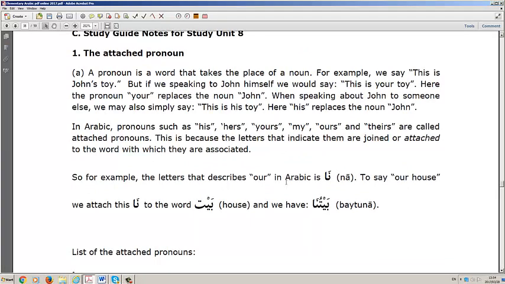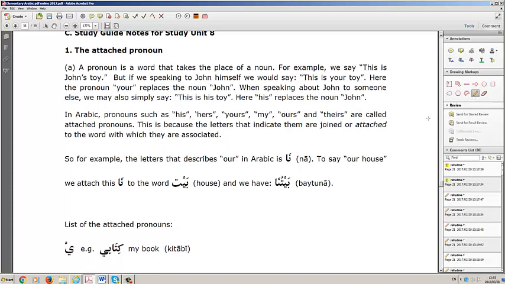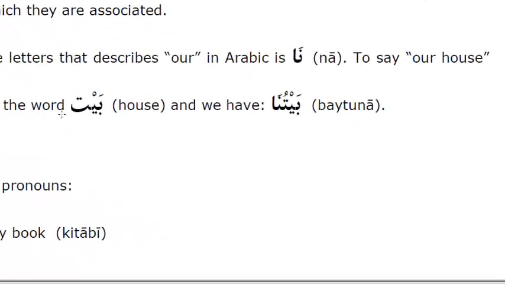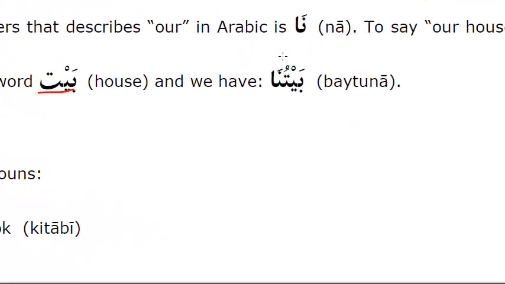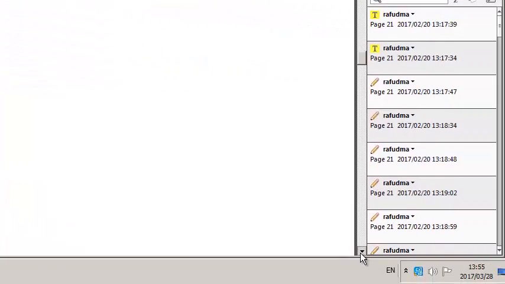For example, the ending for our is na. So you have something like bait, which means house. Let's get our pencil here. Bait, which means house, and we add na to it and it becomes our house. Okay, so that's the way we add na.